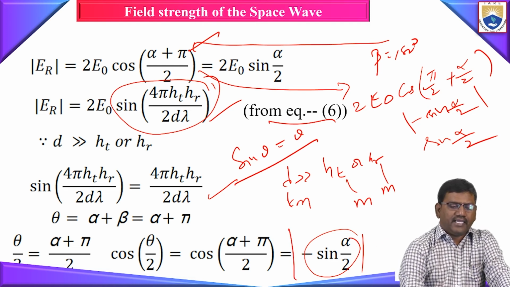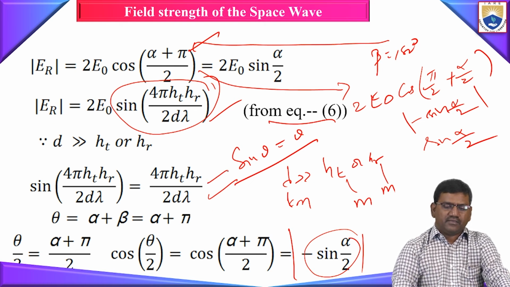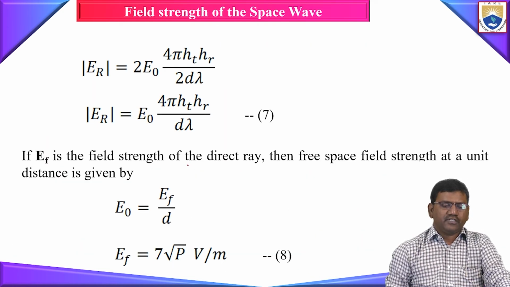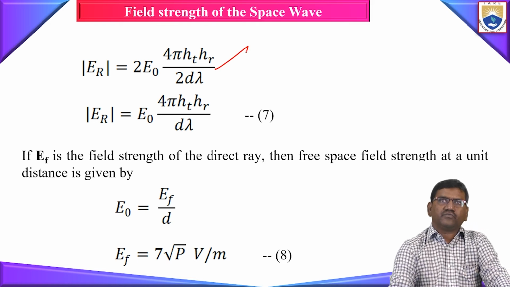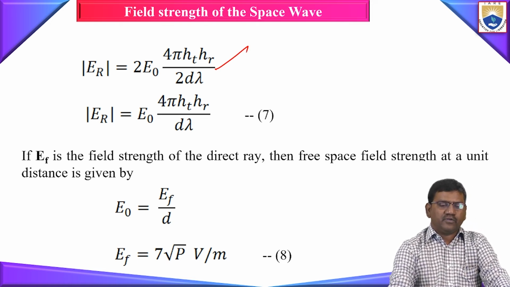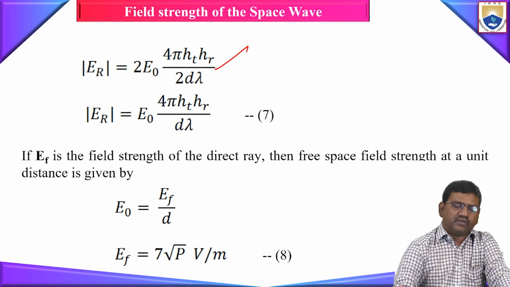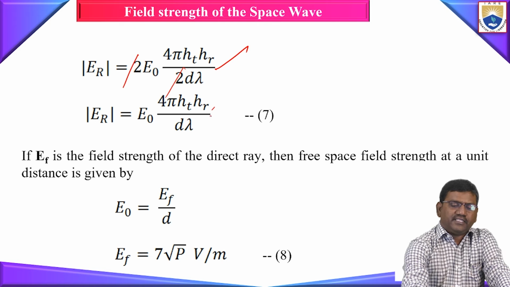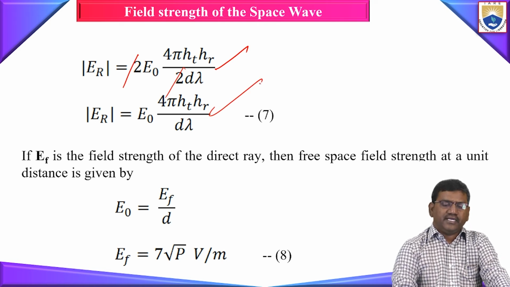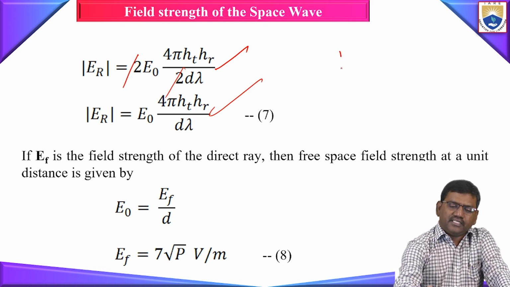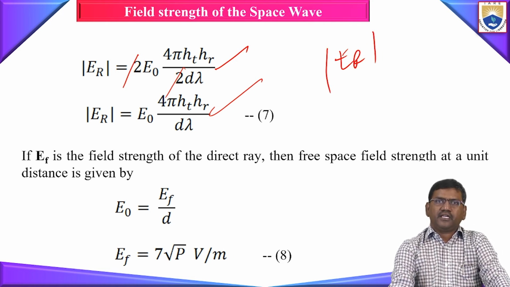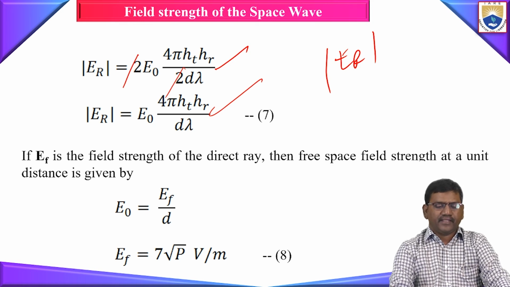So we are getting ER is equal to 2 E naught into 4 pi h t h r by 2d lambda. After replacing, you will get 2 E naught into 4 pi h t h r by 2d lambda. For further simplification, 2 and 2 get cancelled here. The remaining terms are E naught into 4 pi h t h r by d lambda. Here ER represents the electric field strength at the receiving antenna.